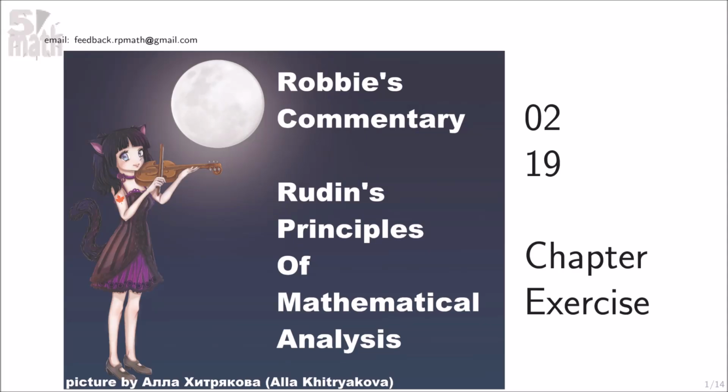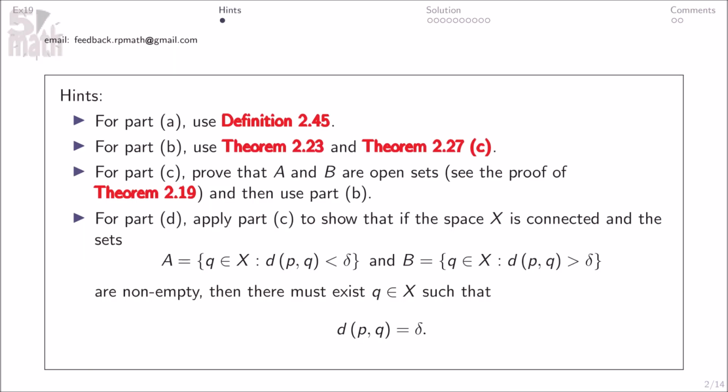Chapter 2, Exercise 19. Hints. For Part A, use Definition 245. For Part B, use Theorem 223 and Theorem 227c. For Part C, prove that A and B are open sets. See the proof of Theorem 219, and then use Part B.